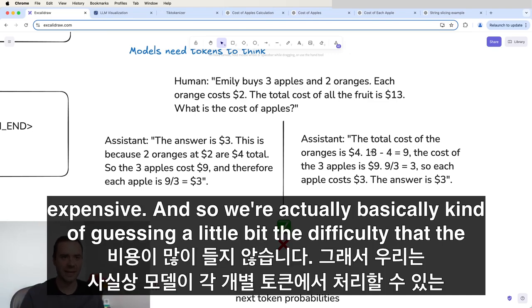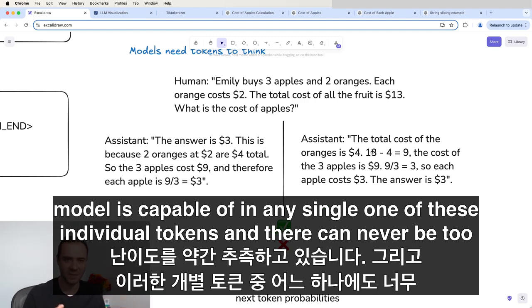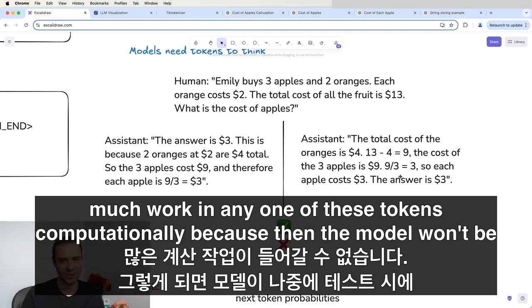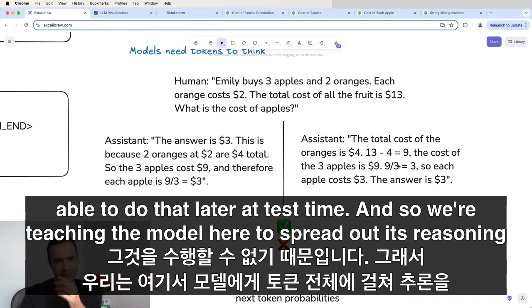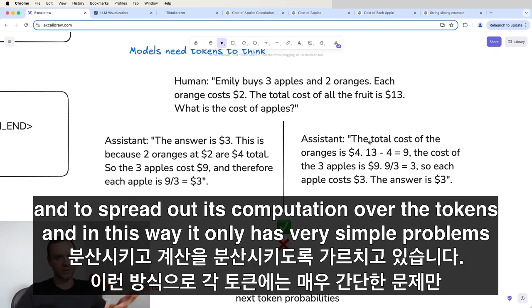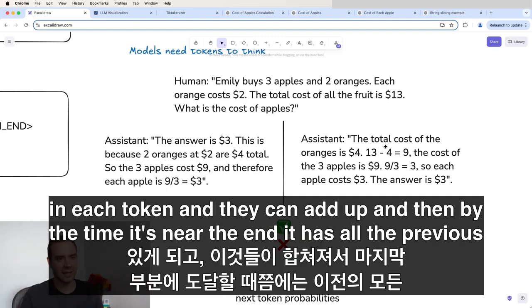And so we're actually basically kind of guessing a little bit the difficulty that the model is capable of in any single one of these individual tokens. And there can never be too much work in any one of these tokens computationally, because then the model won't be able to do that later at test time. And so we're teaching the model here to spread out its reasoning and to spread out its computation over the tokens. And in this way, it only has very simple problems in each token, and they can add up.